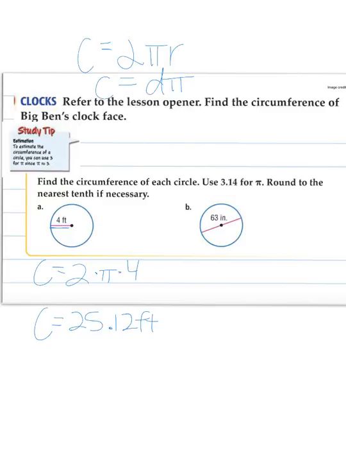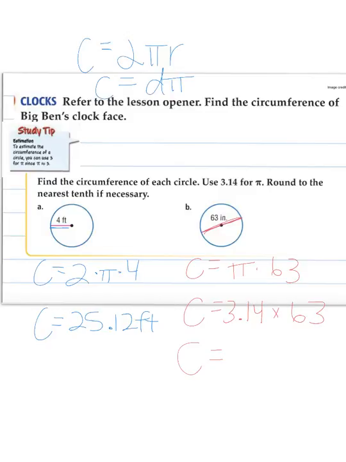Next one, this time they give us the diameter, the distance all the way across. So I'm going to use pi times diameter, which is 63. So now I would type in 3.14 for pi times 63. Type that into my calculator.